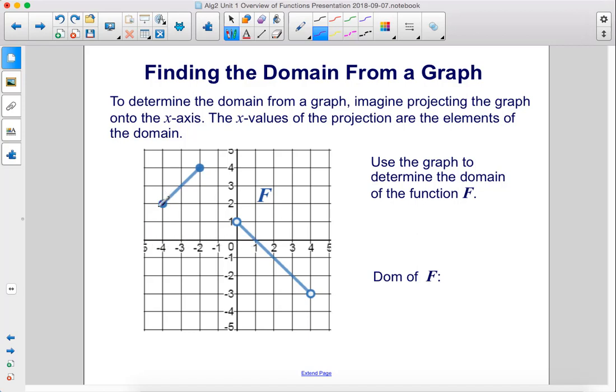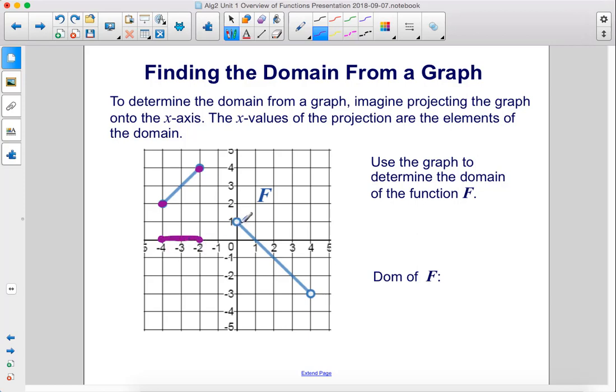So here we have a filled in circle at -4, so we'll just draw a circle here at -4. We have another filled in circle at -2, so we'll project this down to -2. So this is in the domain right here, this portion from -4 to -2.